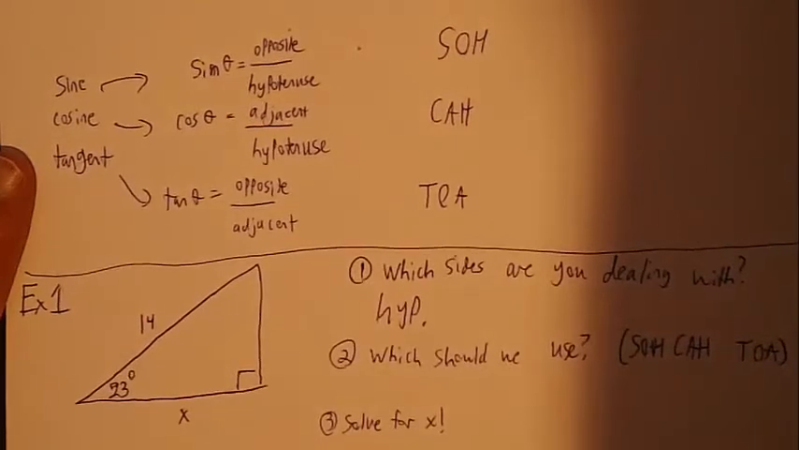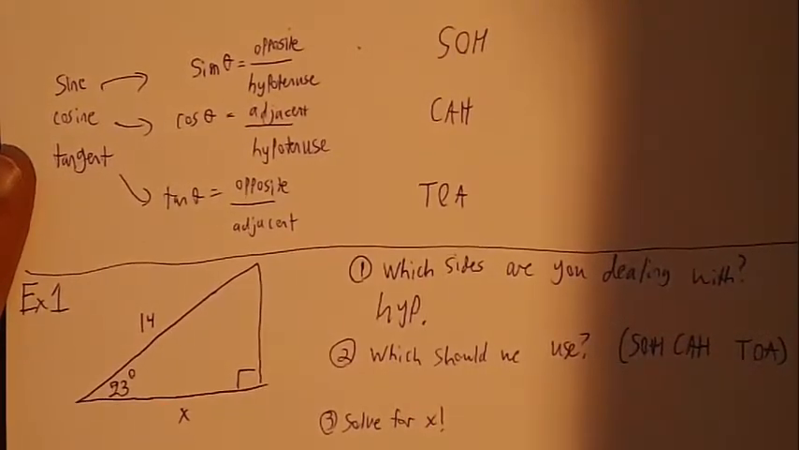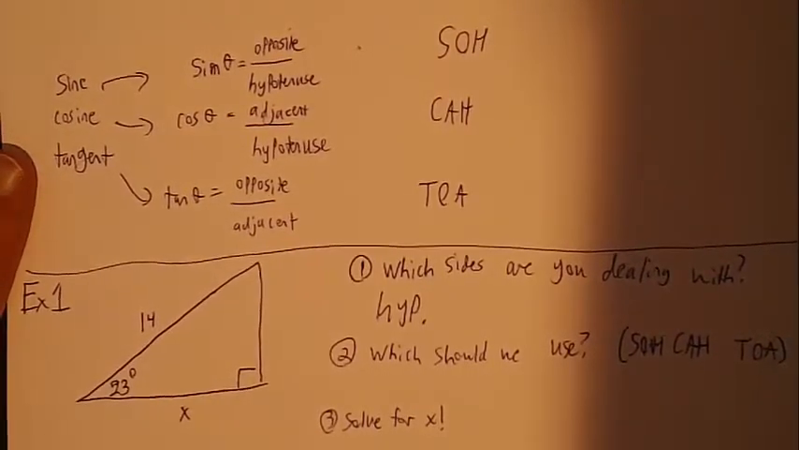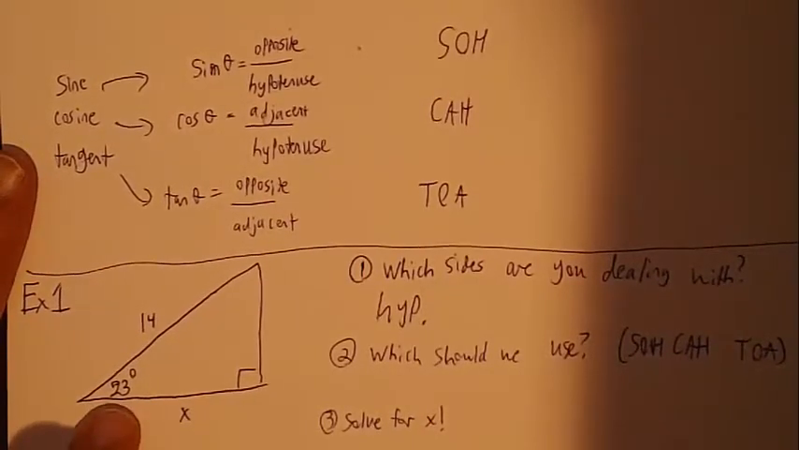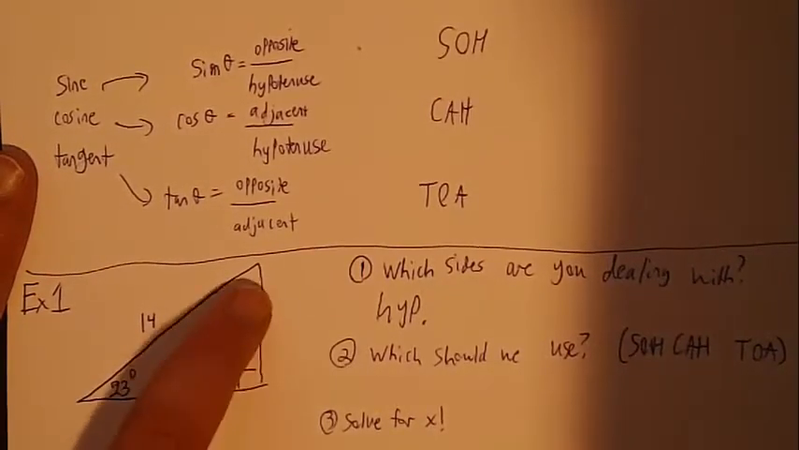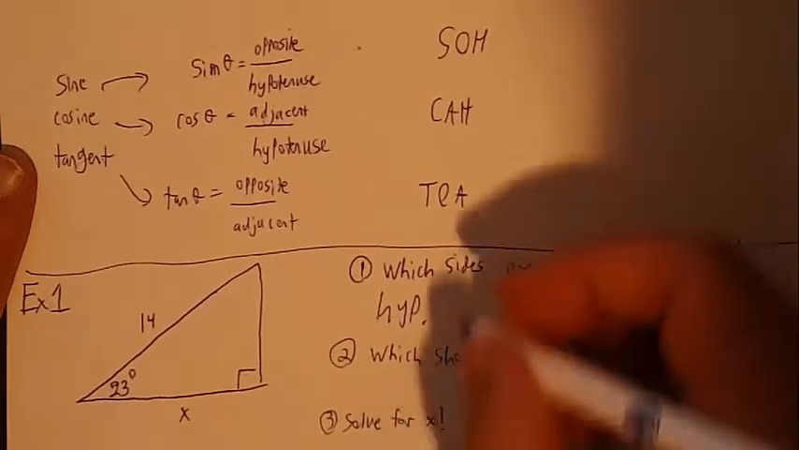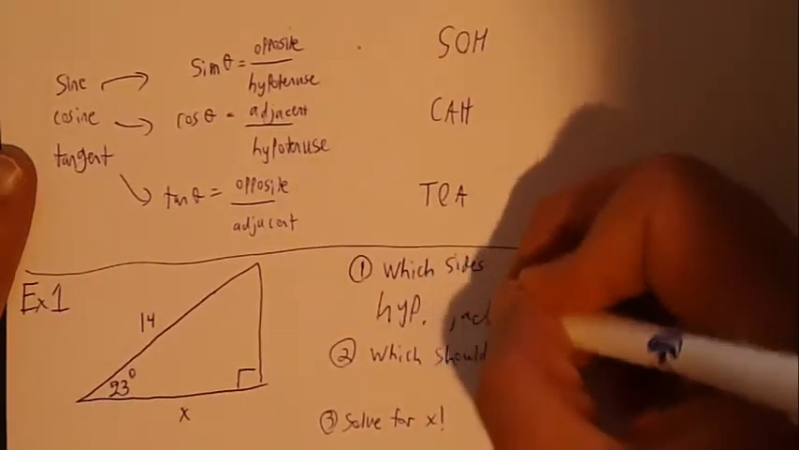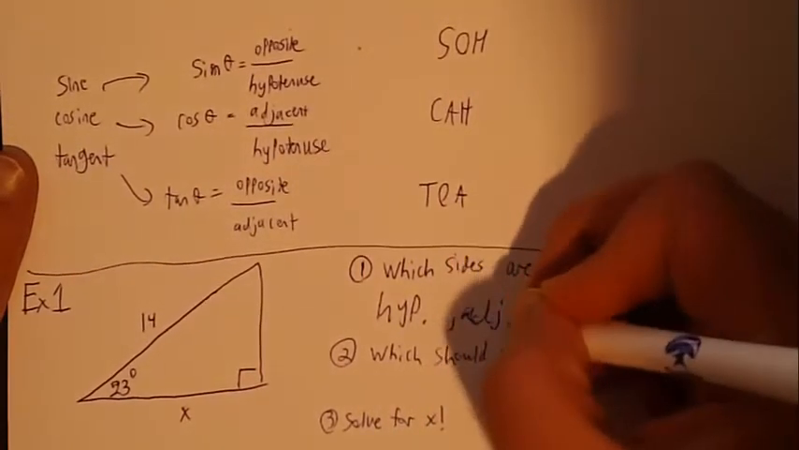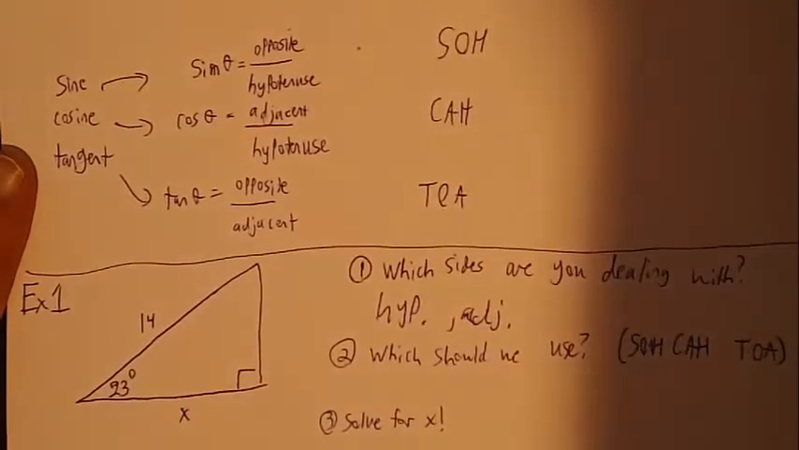This x, we have to figure out, is that the opposite side or the adjacent side? And again, let's take a look at where it is relative to the angle. If we go across from the angle, we reach this side, making this one the opposite side. That leaves this one to be the adjacent side. So we have the hypotenuse and the adjacent side.